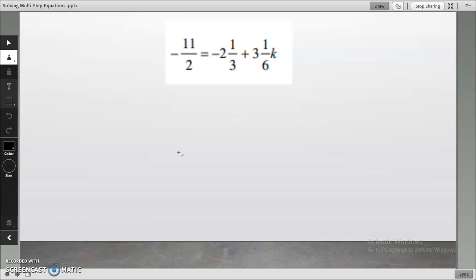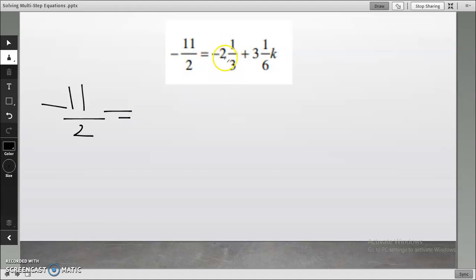Fractions are numbers too. So the first thing that I prefer to do, there's not one way to do this type of problem, but the first thing that I prefer to do is to turn all of my mixed numbers into improper fractions. That's just my preference. All right, so the first one already is in that form. So I got negative 11 over 2. I'm just bringing it on down. And then the next one, I'm going to change this negative 2 and 1/3.